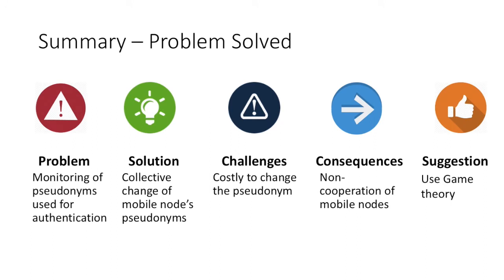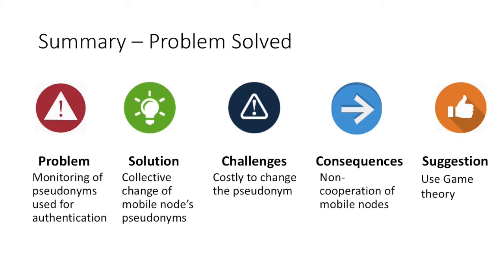What is the problem solved by this paper? Well, the problem consists of the possibility to monitor the pseudonym used for authentication and hence to track the location of mobile nodes. So, there is a need for protecting location privacy of mobile nodes, which corresponds to avoiding that other parties are informed about a node's location.